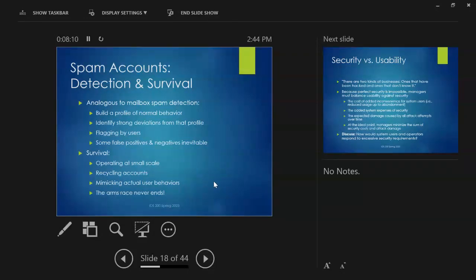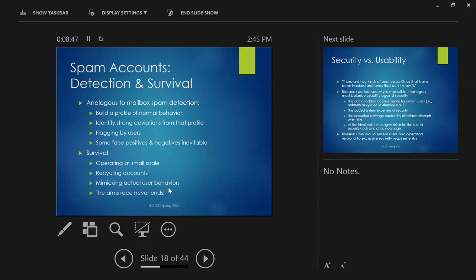So the way these accounts survive, number one, they operate at small scale. If they're only sending out a few friend requests and they're not really doing much damage, Facebook's going to mostly ignore them. The bad guys may also recycle accounts. So for example, if one account gets shut down, what do they do? They get a new email, they use the same profile picture, the same other stuff, and they just create the same account with a new email. And the more sophisticated ones actually try to mimic actual user behaviors. There might even be an actual human personally managing a few dozen of these accounts in order to try to scam various people.